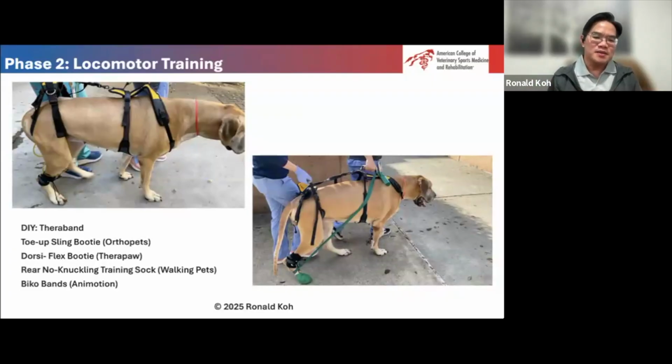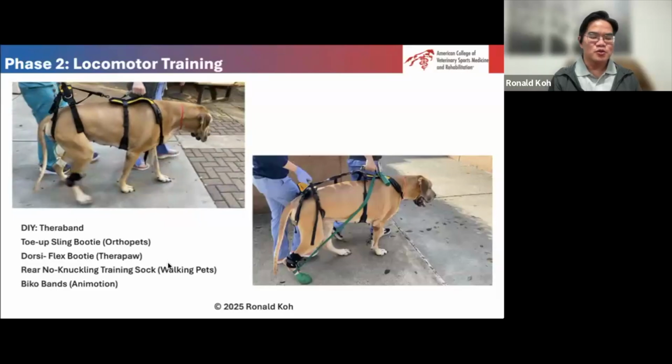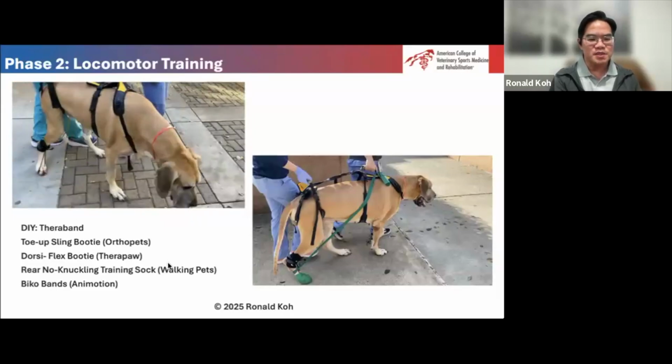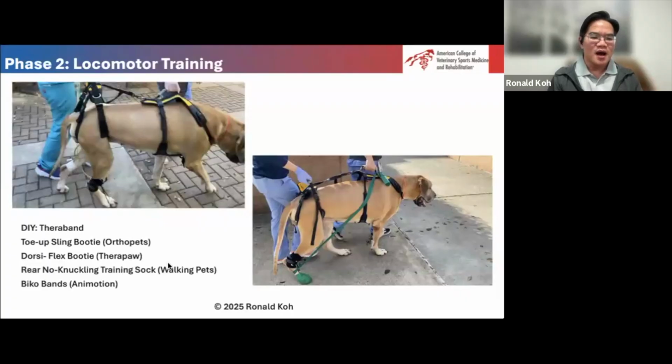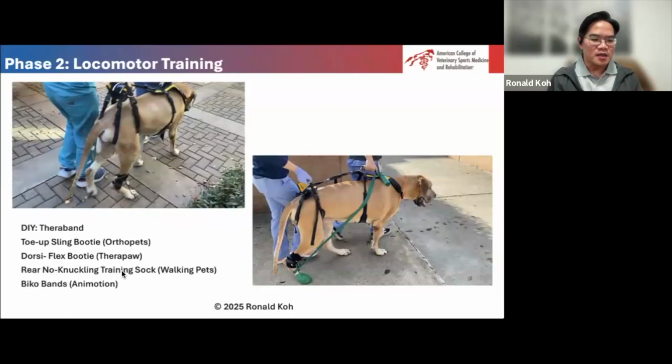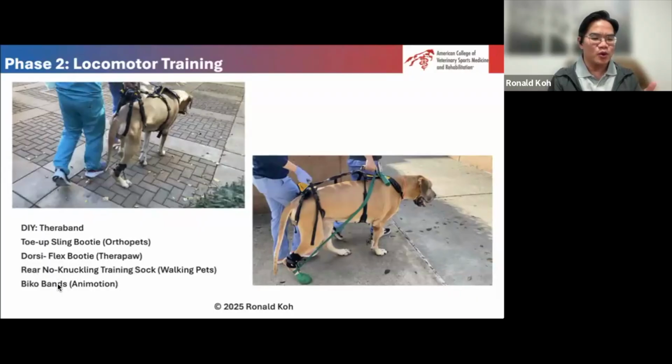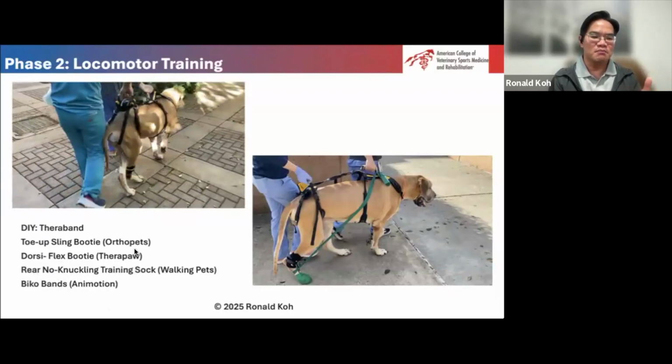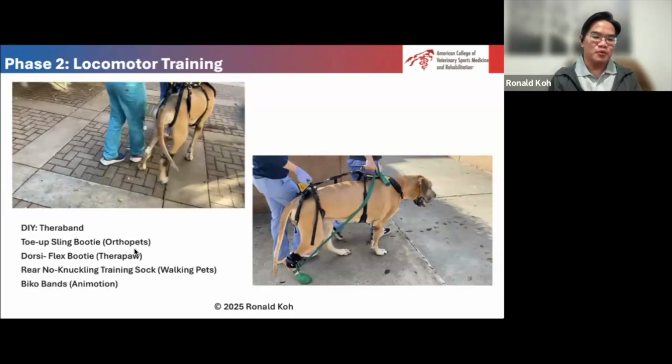Now, the problem is that a lot of the time they still have poor proprioception. So when they walk, they might drag the paw, they might drag the toe, so they might cause secondary injury. It's always good to use something to help improve the proprioception, like a DIY TheraBand to flex the tarsal joint. You can use a toe-up sling for dorsiflexion, no-knuckling training socks, Bico band. Those are things that you can buy over the counter and help your patients.